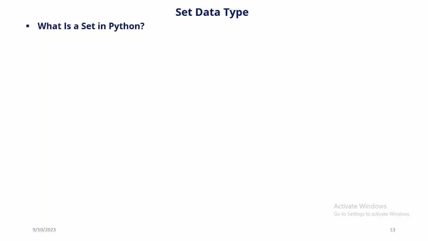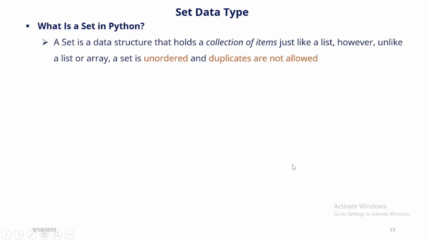What is a set in Python? A set is a data structure that holds a collection of items just like a list. However, unlike a list or dictionary, a set is unordered, not ordered, and duplicates are not allowed in a set. So if you have learned anything about set theory in mathematics, you discover that a set in Python is actually modeled after sets in set theory.